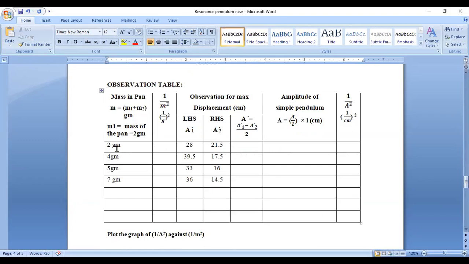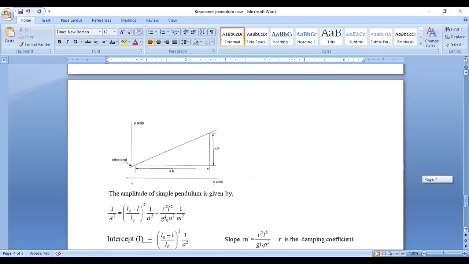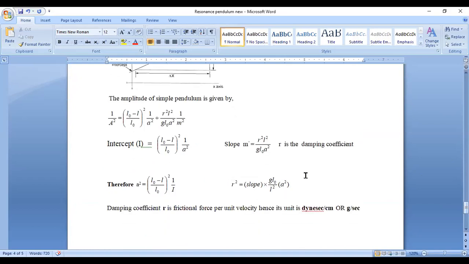You see, I have taken the observations for different masses. I have calculated the maximum amplitude. Now you have to do the calculations. You perform these calculations, plot the graph of 1 upon a square versus 1 upon m square, find out the intercept, find out the slope, find out 1 upon a square, find a, and you find out the coefficient of damping, and you can complete this experiment. So this will be your assignment. You have to perform the calculations of these experiments and try to understand the physics of resonance.